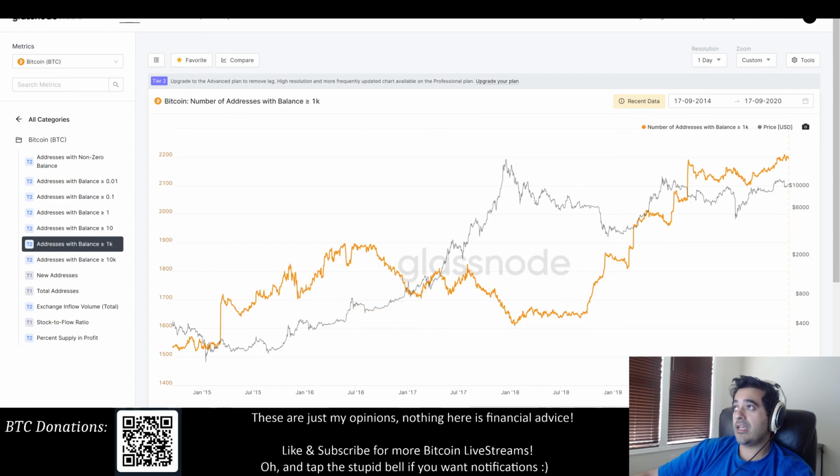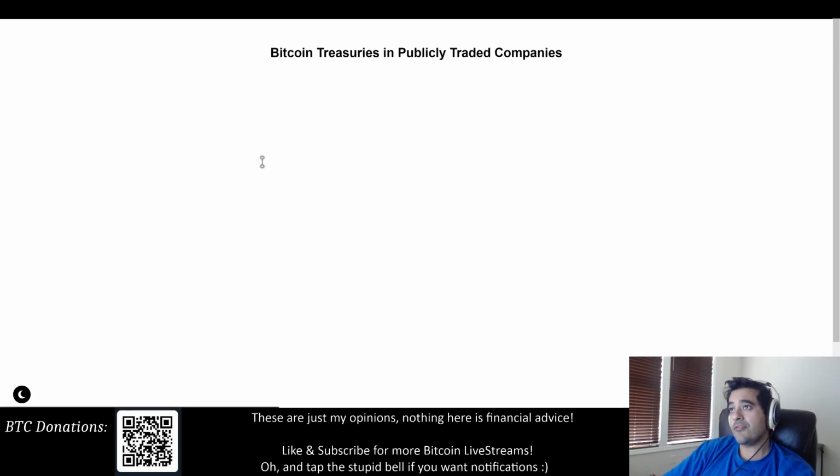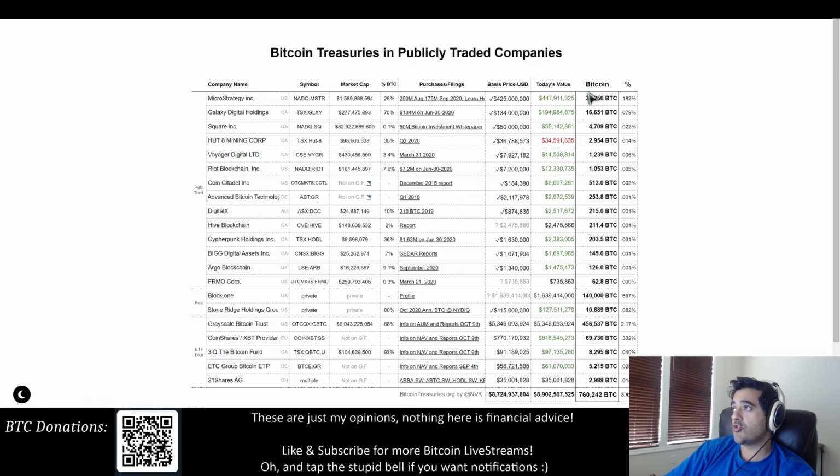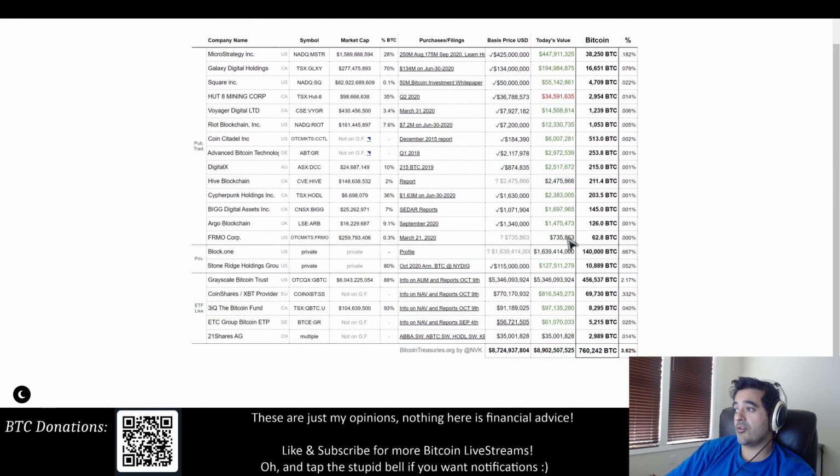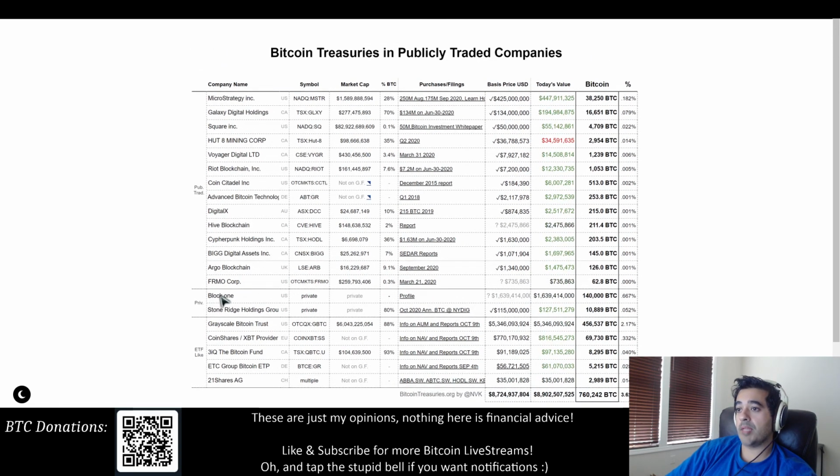Like if we look at bitcointreasuries.org, we pull up this website, you can see that the majority of these companies have less than 1,000 Bitcoin. You have certain ones that have an absolute ton. Like look at Block One. This wasn't on the list before. They're probably still putting together all the companies that have it, but I didn't even know this, but Block One has 140,000 Bitcoin. All right, that is a $1.639 billion investment in Bitcoin. And you have Grayscale that has 456,000. You have CoinShares that has 69,000. But for the most part, the majority of the people on this list have 1,000 or less.